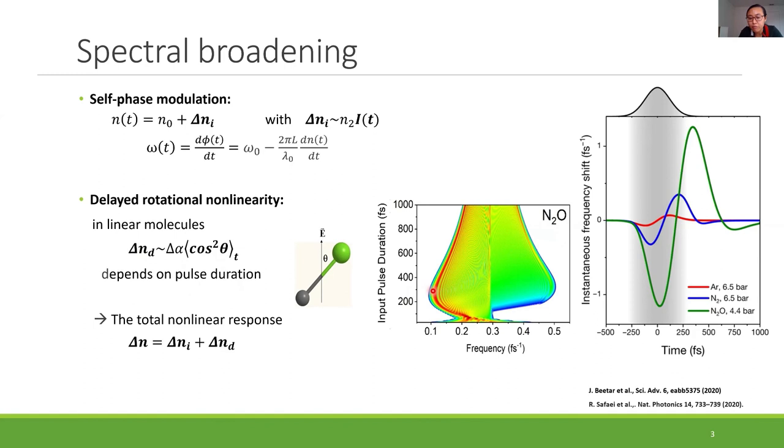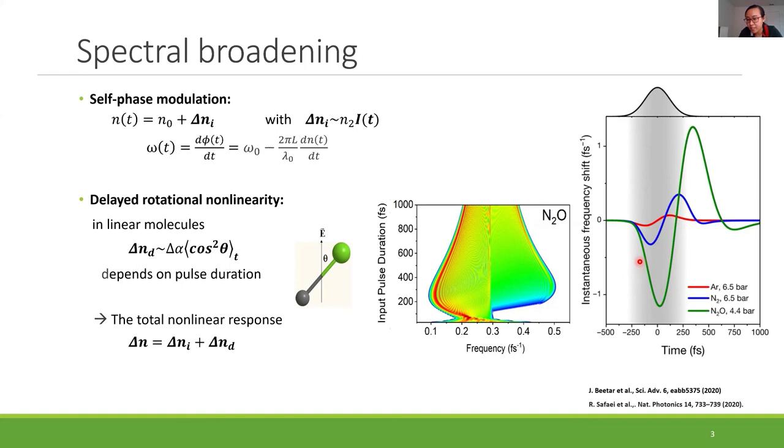Why is this? This can be explained by looking at the instantaneous frequency shift in the time domain. Here you can see the long wavelength side generates almost at the same time when the laser pulse passes through. Especially, this long wavelength side has a negative chirp. That means we can use bulk material with normal dispersion to compensate this.